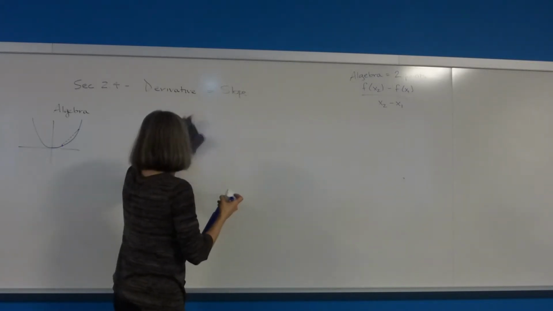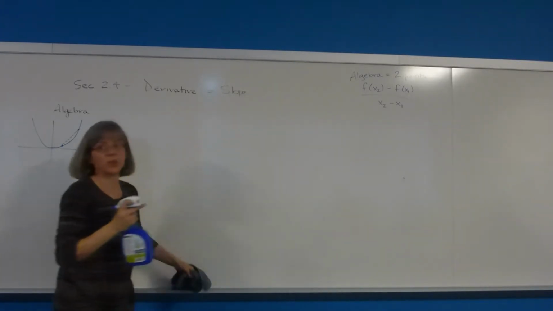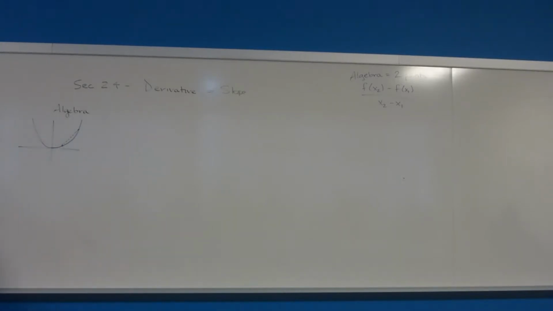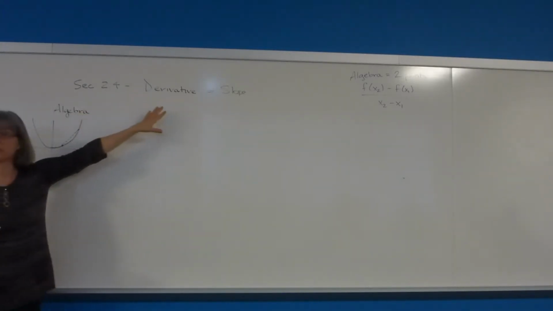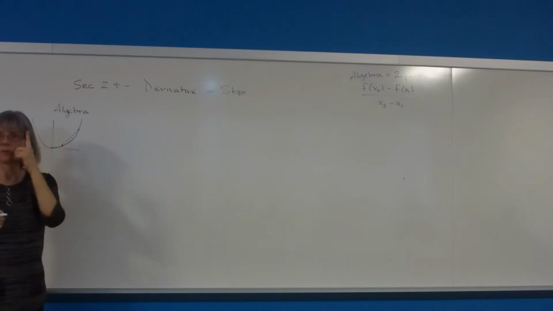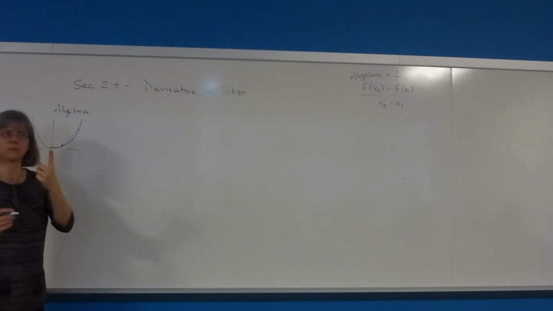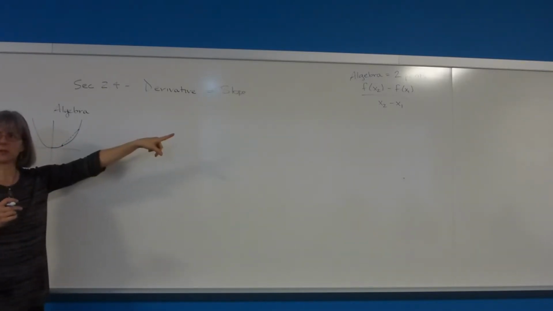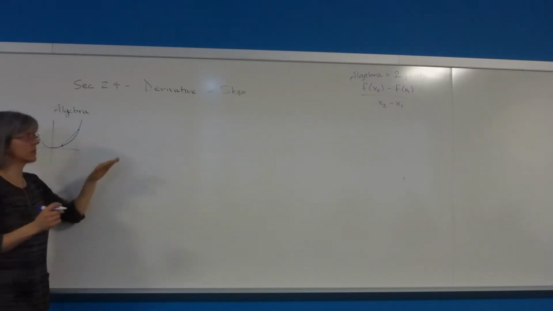So the calculus word is derivative. Derivative is slope. It's a slope at 1 point. How are we going to get from 2 points to 1 point? We'll take a look at that.